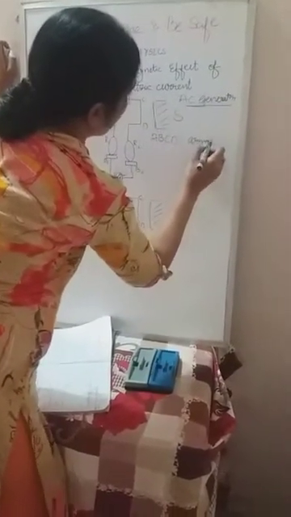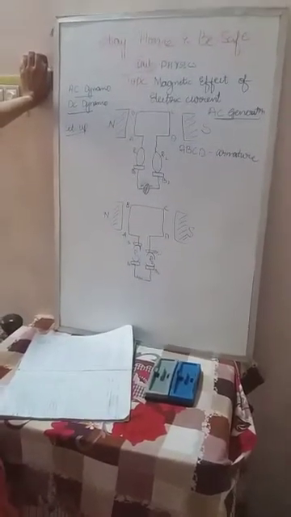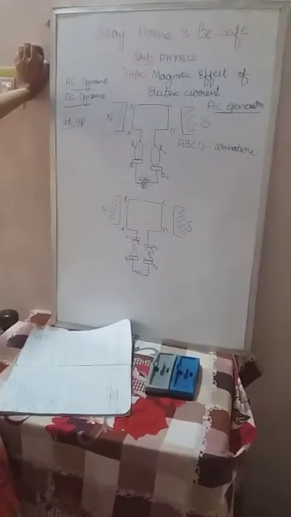Keep in mind, what is meant by armature here? The ABCD rectangular coil which is connected to the rings and the brushes is called the armature. Armature means the ABCD rectangular coil which has two free ends.